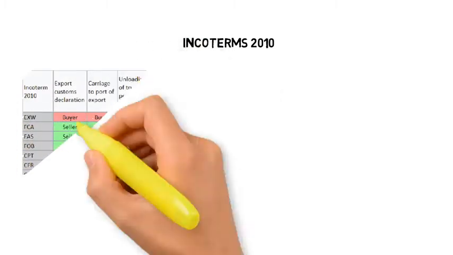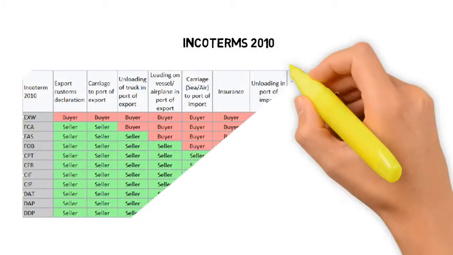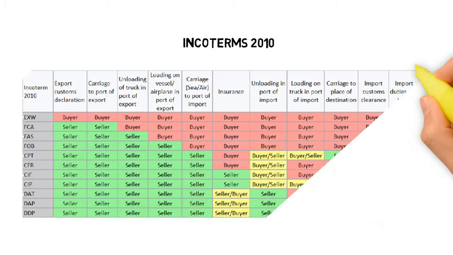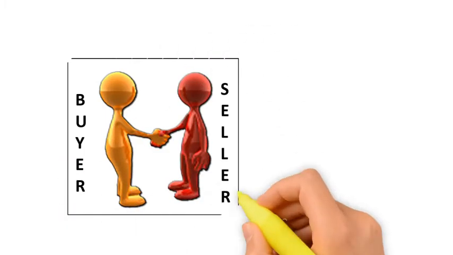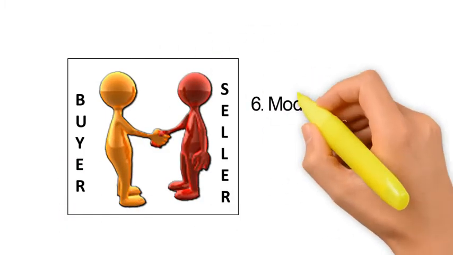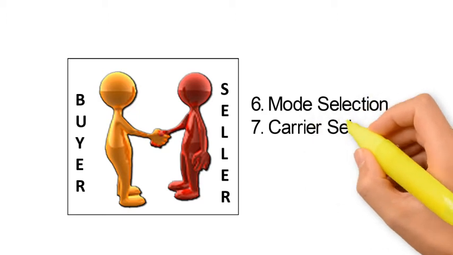Incoterms 2010 was the 8th edition that was published by the ICC, and Incoterms 2020 is expected to be released soon and will be effective from January 1st, 2020. Part of the agreement between the buyer and seller will also certainly cover mode selection, carrier selection, and routing.